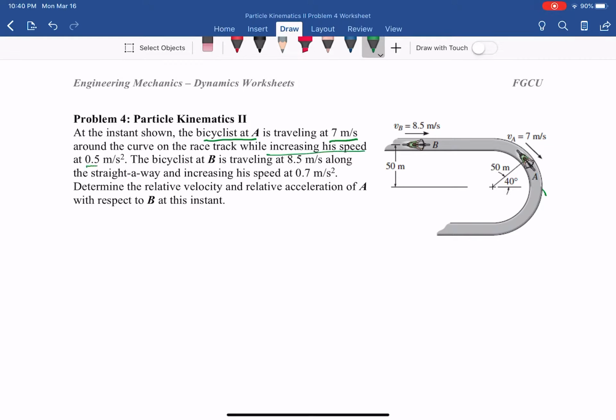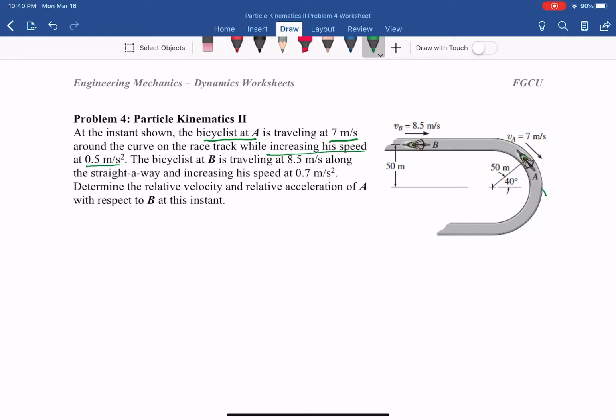at 0.5 meter per second squared. So that is the tangential component of the acceleration. And because it is increasing speed, it means accelerating. So the direction of that tangential component of acceleration will be the same as the direction of the motion, the same as the velocity VA. So that is A.